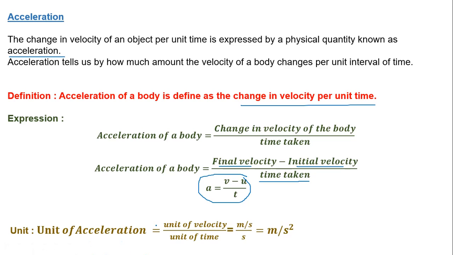Unit of acceleration is the unit of velocity divided by unit of time. SI unit of velocity is meter per second and SI unit of time is second. So the SI unit of acceleration is meter per second square.